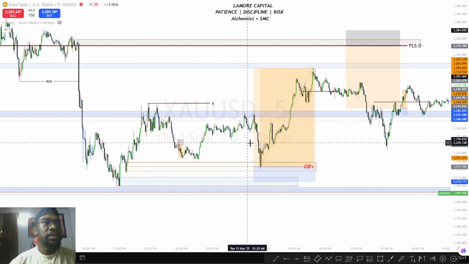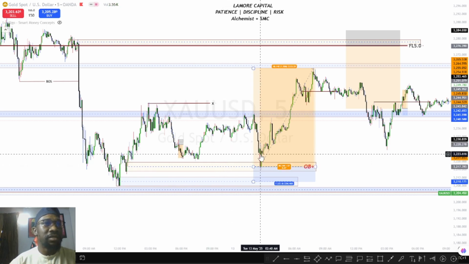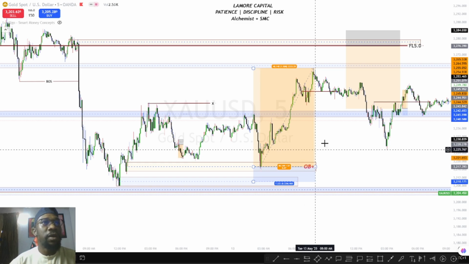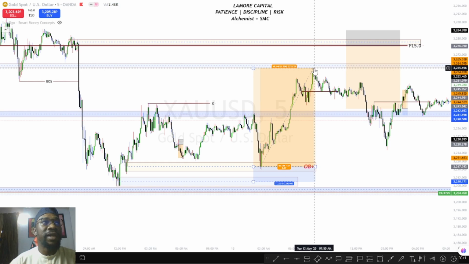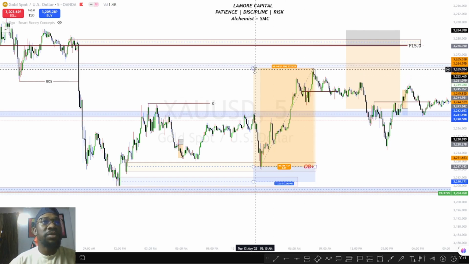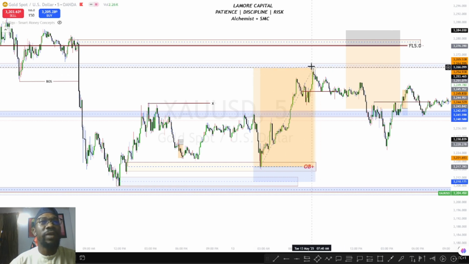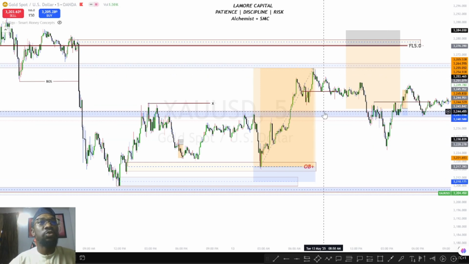The market came at the Asian session and tapped me in. After it tapped me in, can you see my psychological level? That's my key level. My TP is at my key level, and the moment it got to my TP, it smashed TP and started reversing immediately. So these are the uses of my key levels.